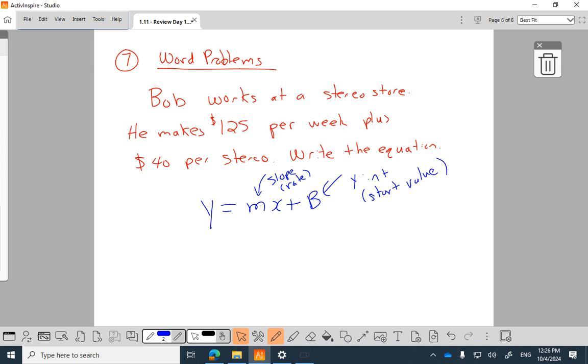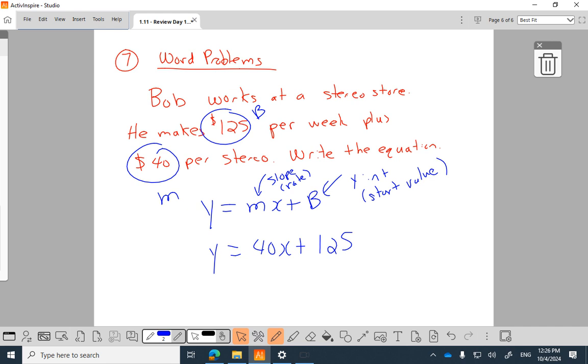Seemed complicated before. But really, I'm just looking at the question going, what's he starting at? How much is he going up by? That's what I'm looking for. So what does my pay start at? 125. So I'm going to circle that and write B beside it, that's the start value. What's my rate? How much is my pay going up by? 40. So I'm going to write M beside there. I'm done. Y equals 40x plus 125. Okay? I don't know if that's easy. I really don't. But if you know what you're looking for, it shouldn't go too bad.